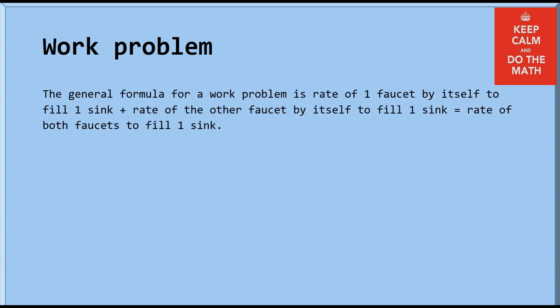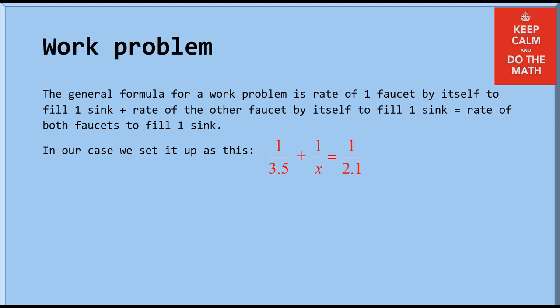Now, the general formula we're going to work with is you take the rate of the one faucet by itself to fill one sink, plus the rate of the other faucet by itself to fill one sink, equals the rate of both faucets to fill one sink. So in our case, we're going to set it up as 1/3.5 plus 1/x, because we don't know how much for that faucet, equals 1/2.1. So at this point, it's a matter of solving our rational equation.